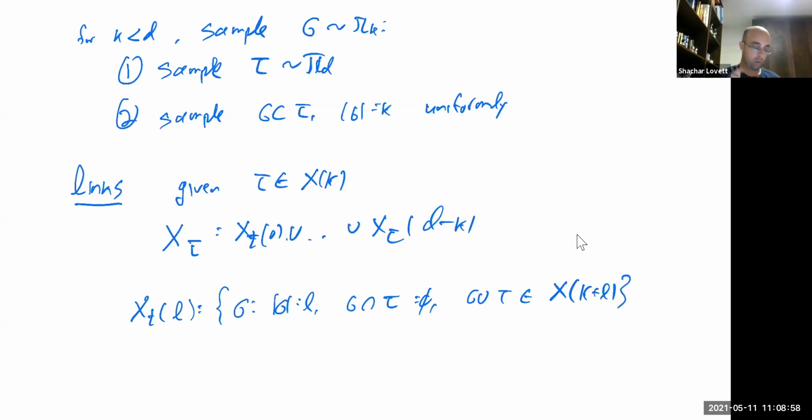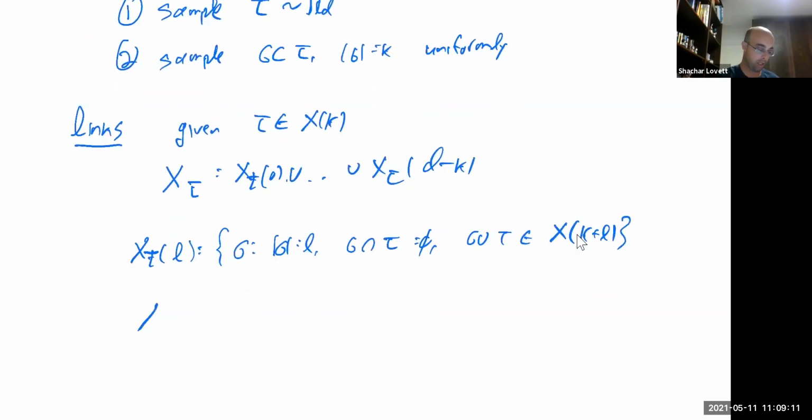So we're looking at a face tau of size k, and we then take all the faces that contain it and remove it from them. So another way of saying the same thing is that X tau is just all the faces sigma minus tau, where sigma is in X and tau is inside sigma. Again, this is like the generalization of taking the neighborhood of a node. So here we're taking the neighborhood of a face, so all the larger faces that contain it.